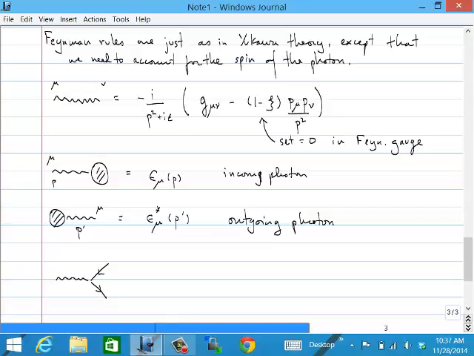Right. Good. Other questions? If you were doing lattice calculations, for example, there may be very clever choices of gauge associated with that you might want to use. Yeah. Good.